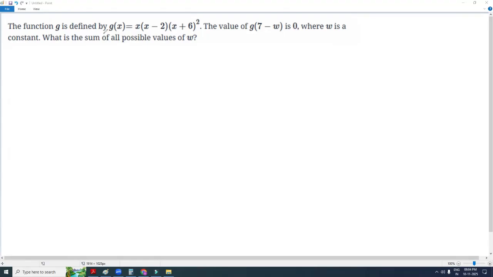The function g is defined by g(x) = x(x - 2)(x + 6)^2. The value of g(7 - w) is 0, where w is a constant. What is the sum of all possible values of w?